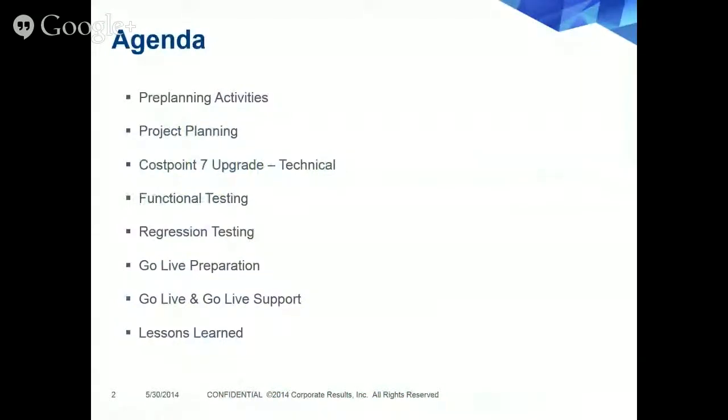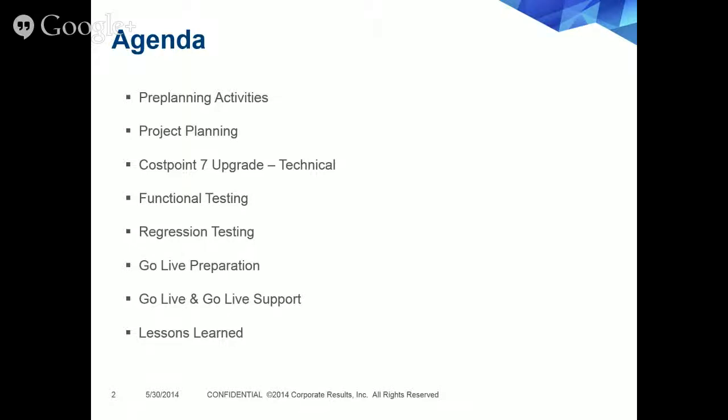On the agenda for today, we're going to hit on several different areas to get you thinking about your Costpoint 7 upgrade. We're going to touch on pre-planning activities, so that will be what needs to be considered before upgrading. We're going to touch on project planning. Who do you want involved in the upgrade and how do you want them involved? We'll also talk about some dates and some time frames. We'll talk on the Costpoint 7 upgrade, the technical aspect, so that'll be the hardware and software accessibility.